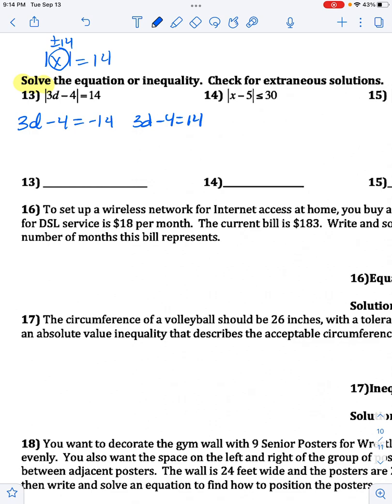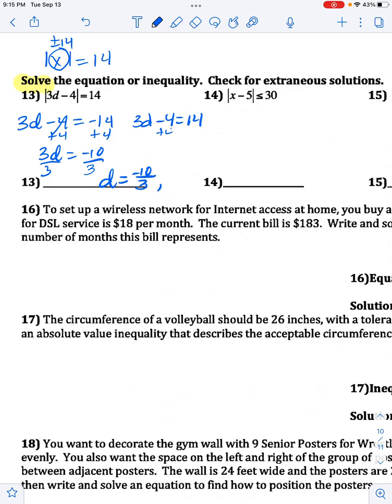Okay, then I'm going to just solve each one. So here I'll add 4. I'm going to get 3d equals negative 10. And when I divide that by 3, my first answer is going to be that d equals negative 10/3. And I'm just going to leave it like that because I don't need to do the decimal, and it's actually cleaner to just leave it.